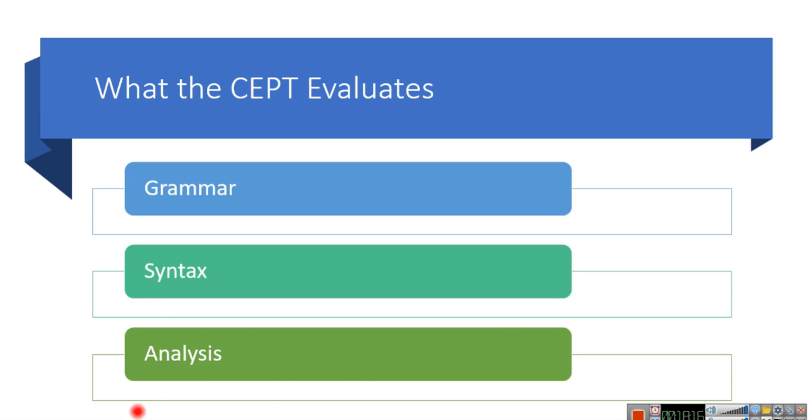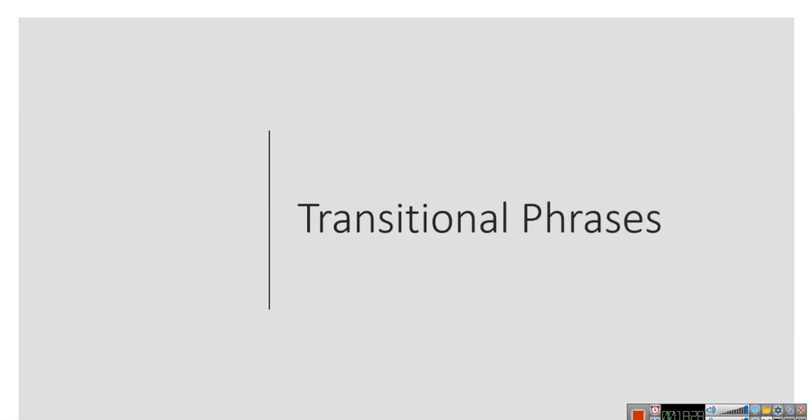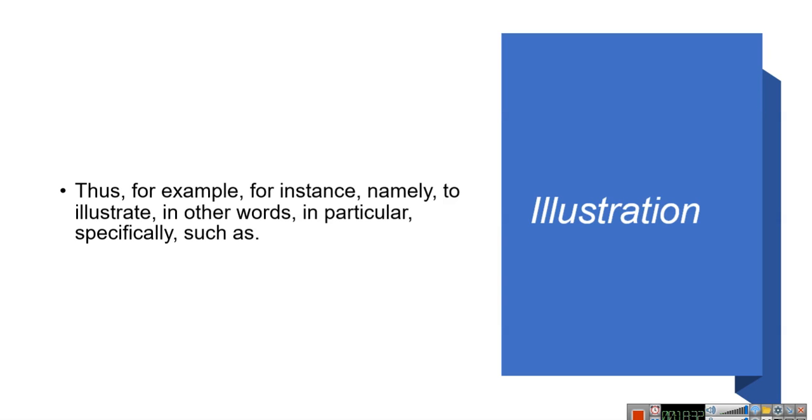On the other hand, you need to worry a lot about analysis, because this is where we're going to understand what you want to say. And for that reason, we use transitional phrases. So what are transitional phrases? These are very similar to subordinating conjunctions. However, sometimes we have words, or sometimes we have groups of words.